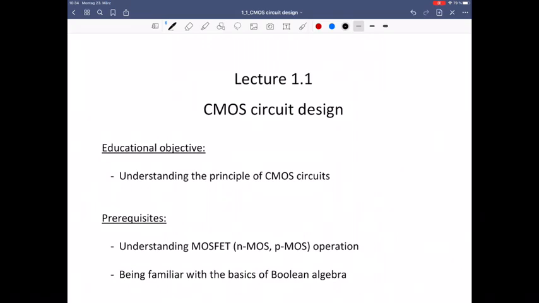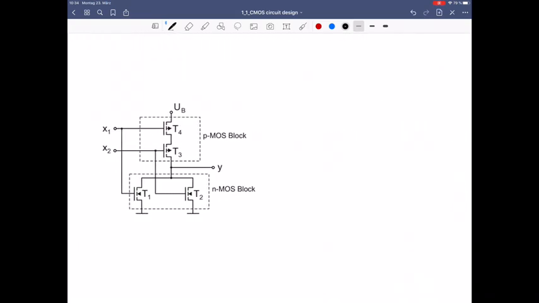Let's go ahead with a simple example. If you're a little bit experienced and you look at this circuit, you will recognize that this circuit is a so-called NOR circuit, which is an inverted OR gate. We will use this circuit to show some important characteristics of CMOS circuits.